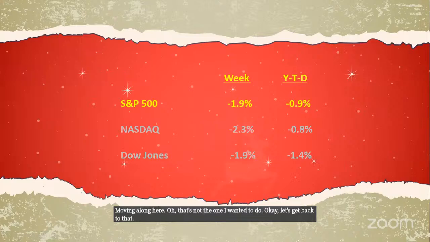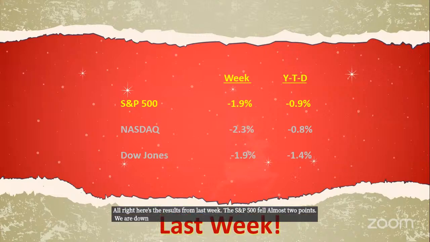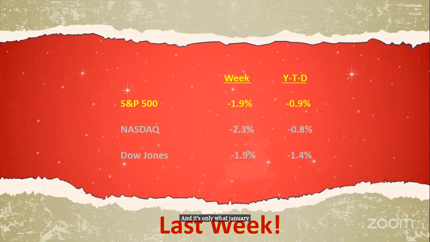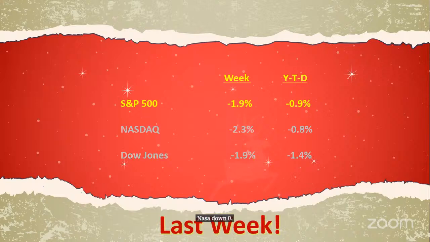All right, here's the results from last week. The S&P 500 fell almost 2 points. We are down almost 1 point year to date, and it's only January the 10th or something. NASDAQ and the Dow followed suit. NASDAQ down 0.8% year to date, and the Dow slipped 1.4% year to date as we head deeper into 2025.